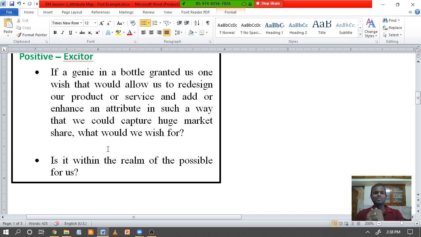For example, Colgate sells on the concept of strong teeth. Close up sells on the concept of freshness. Patanjali sells on the concept of natural herbal. Can you bring a combination of some of these things and bring a totally new product in toothpaste which will actually capture a huge chunk of market? Now, this is what is called the exciter.